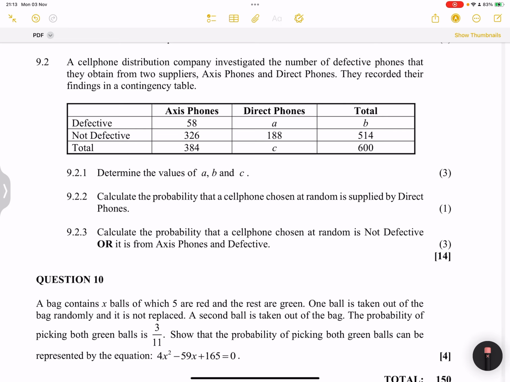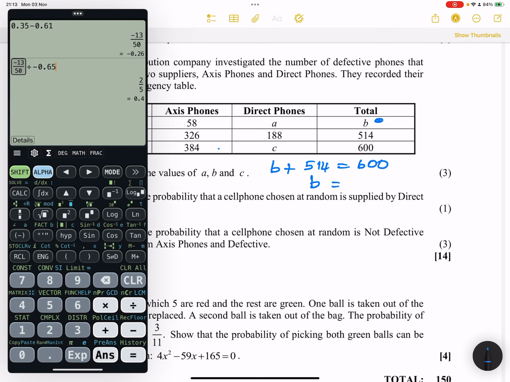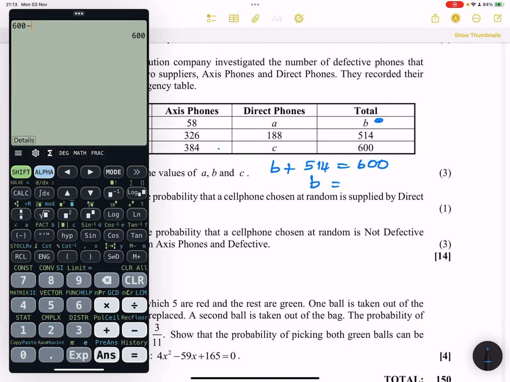All right, now let's start here. So 384. Okay, let's see. Can I start with A? Nah, that's fine. So let's start with B. It means B plus 514 is equal to 600. So what would be the value of B? That would be 600 minus 514. So that would be 86. So this value is 86.